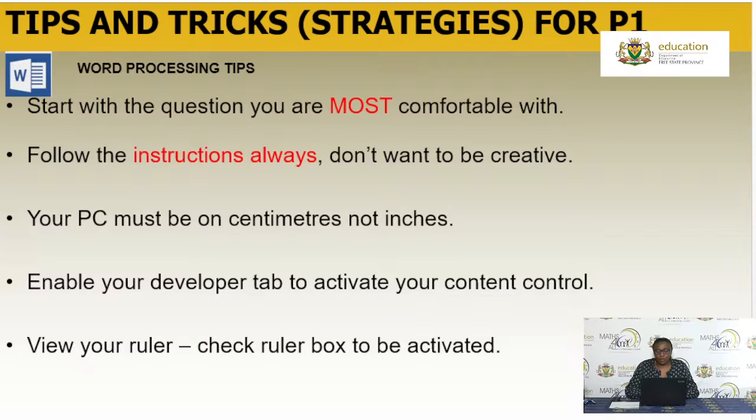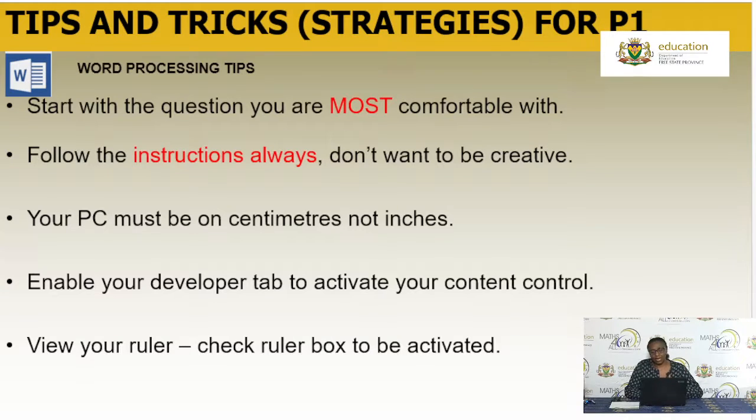Your PC must be on centimeters, not inches. As your invigilator will be showing you all your PCs, just make sure that it is on centimeters. But this one is always on default. Just make sure that it is on centimeters, not on inches. You click on File, you click on Options, Advanced, and then you scroll down there and select centimeters. Within that, you don't go out, and immediately you select Customize Ribbon.